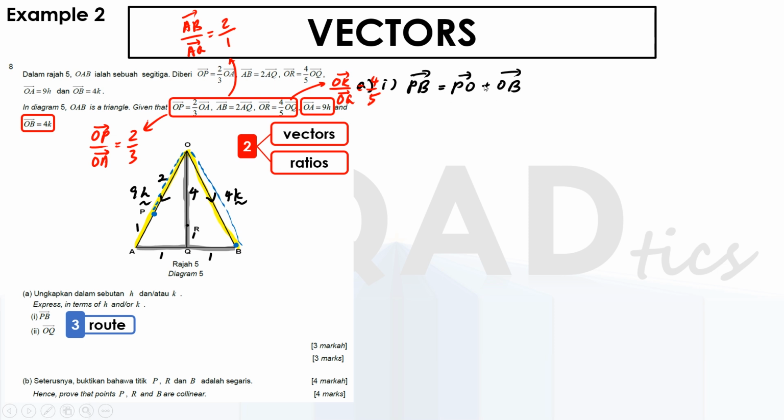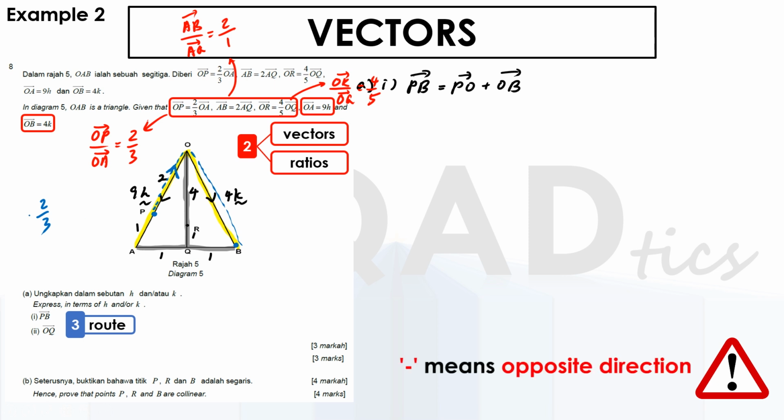To find PO, we can see that PO is actually part of the whole line, which is only 2 parts among 3. Right? So later on, when we are finding PO, we need to use the ratio, which is 2 over 3. And then if you see the direction from P to O, it goes up, compared to this one, where the given vector is going down. So the direction is the opposite. And for opposite directions, we need to put a negative.